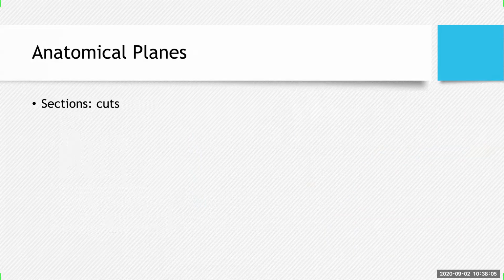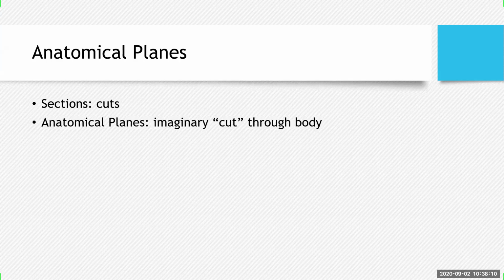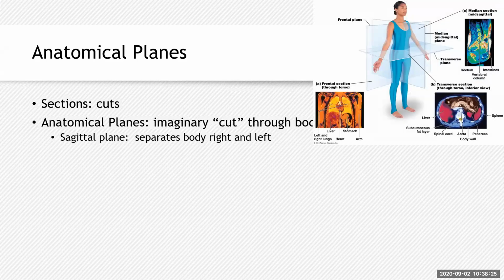All right, next we'll be looking at these anatomical planes here. These are different sections or cuts of the body. When we talk about a section, it's an actual cut, and when we talk about planes, these are imaginary cuts. So the sagittal plane will cut the body into right and left. It'll separate the body into rights and lefts.